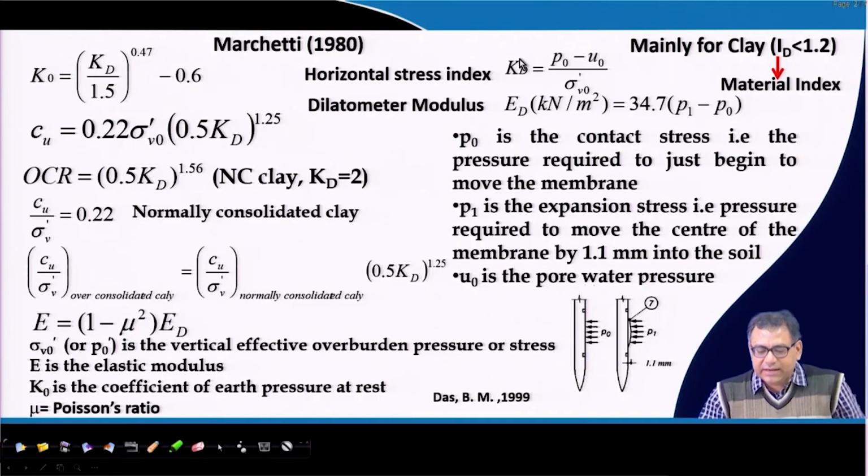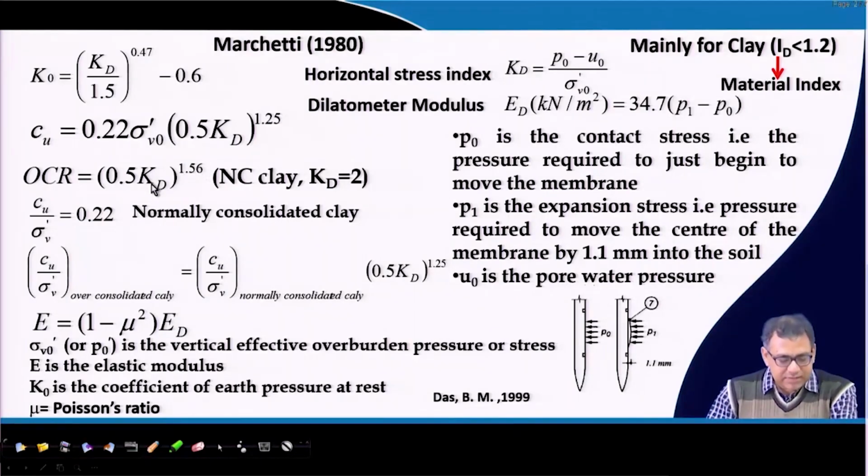Once I get Kd and Ed, then I will get these properties for clay. Those properties, mainly for clay, are K0, the coefficient of earth pressure at rest. This is the correlation expression. Then undrained cohesion, this is the expression, with Kd and again the effective overburden pressure. Then the over consolidation ratio is 0.5 into Kd to the power 1.56.